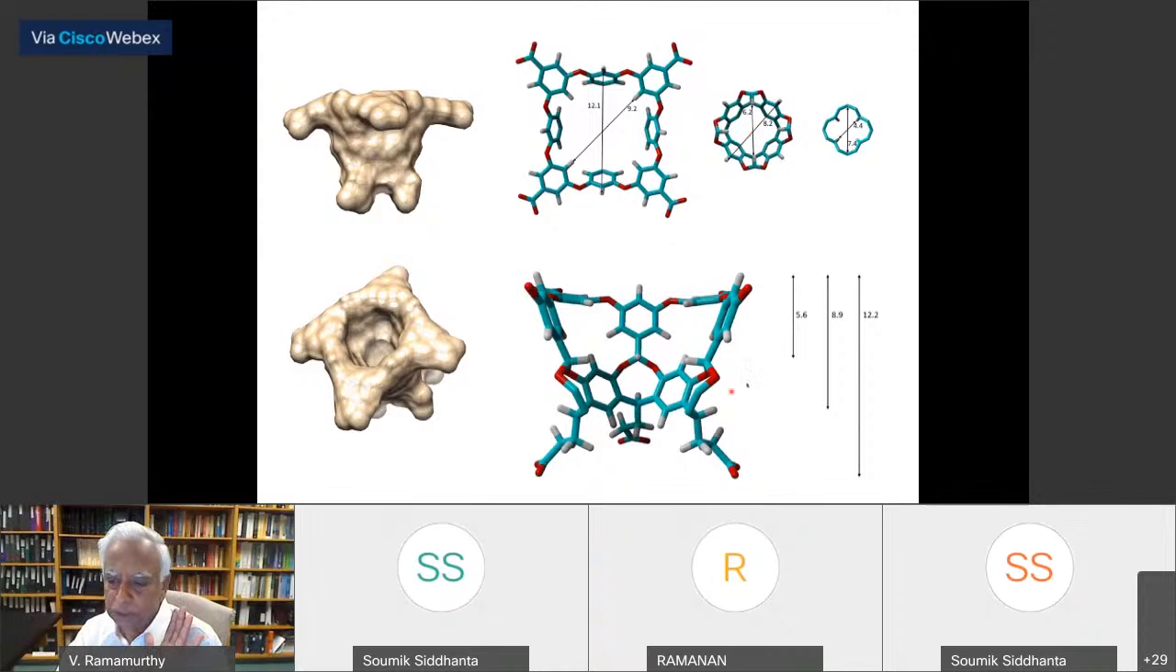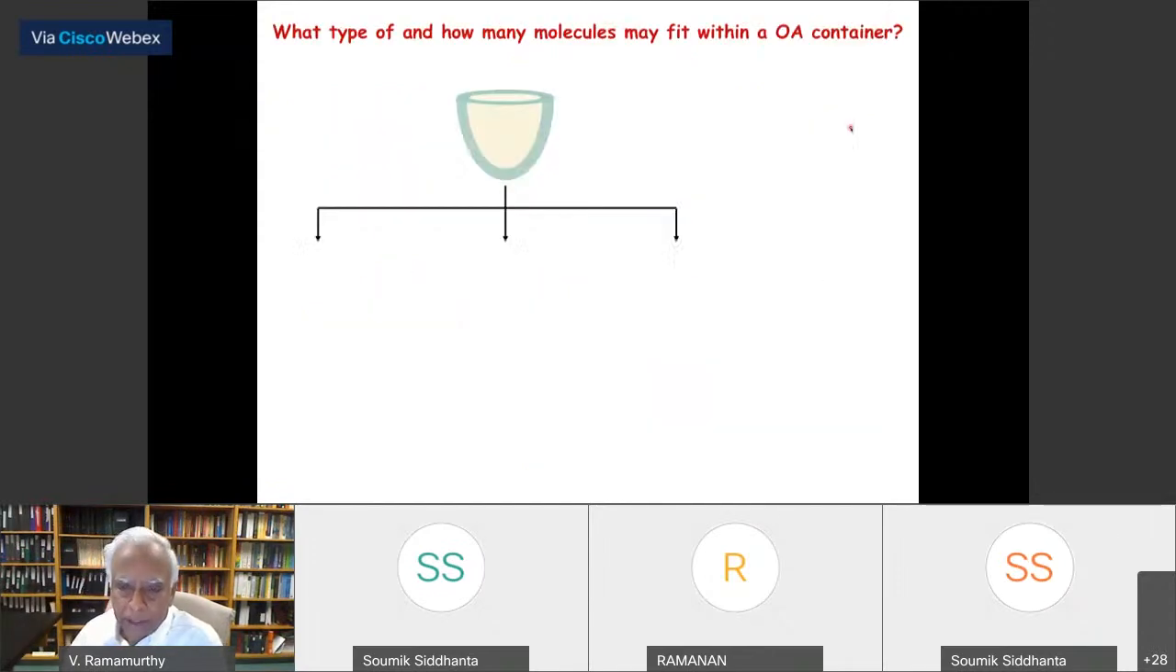Basically, what you need to know is it is about 9 angstroms of depth from here to here, the width is around 9 angstroms, and the bottom width is about 4 angstroms. This is all you need to know. Now this molecule, as I already mentioned, is soluble in water as long as it is a basic solution, because the COOH has to become COO minus.